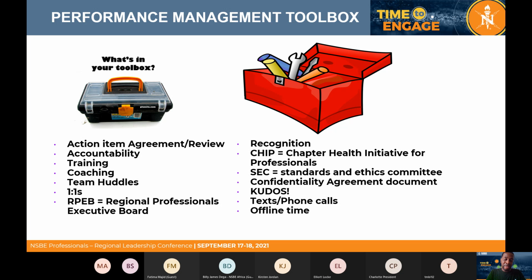Utilize the regional professional executive boards. We're here to help you. Any help and guidance we can provide, we're ready to go. So tap us as a resource. Offline time is really important because we want to avoid burnout. So set time aside where nobody is expected to do any NSBE work, so that everybody can recharge and be fresh for the next task at hand. And kudos: giving recognition and congratulations to team members for a job well done, because everybody wants to feel appreciated.